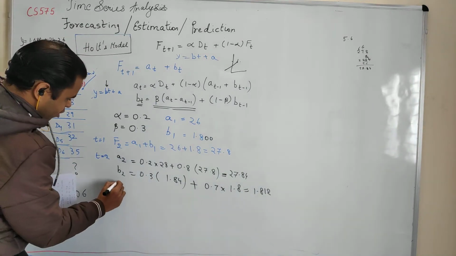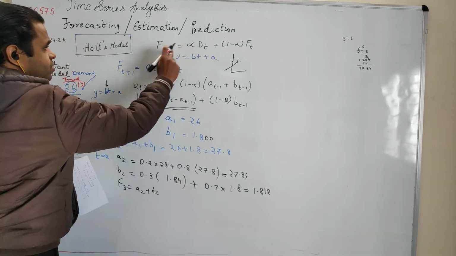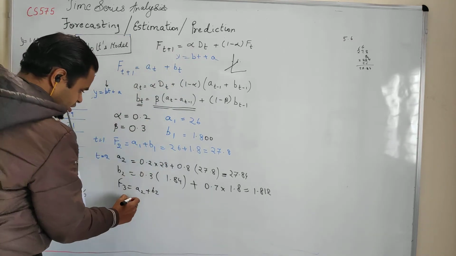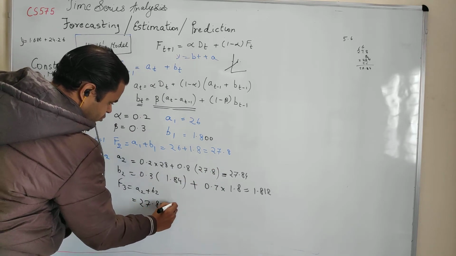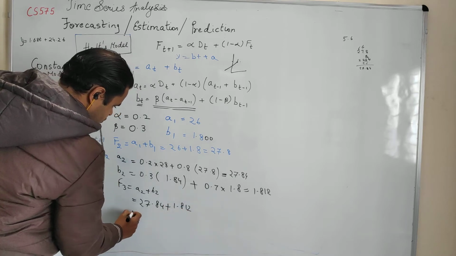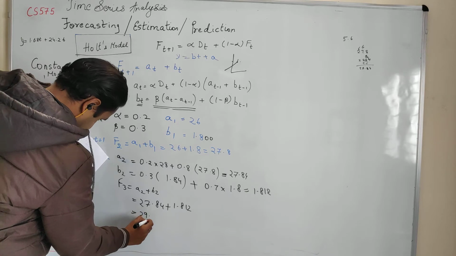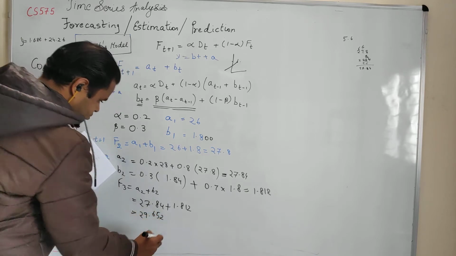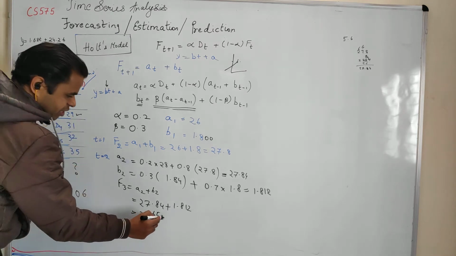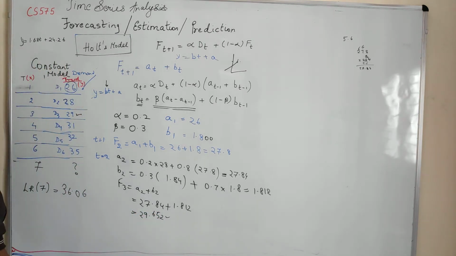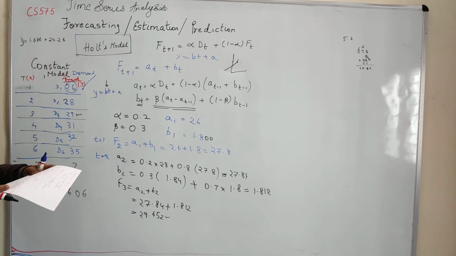Now similarly, we have F3 is A2 plus B2, because F3 is this, A2 plus B2, 27.84 plus 1.812, which is equal to 29.652. Even if you see, the actual value of F3 is 29 and the value predicted by Holt's model is 29.652, right? So this is how Holt's model basically progresses.